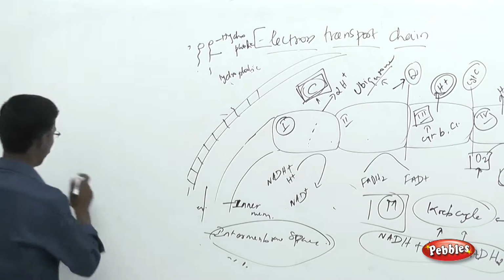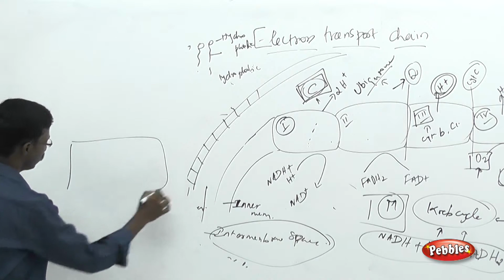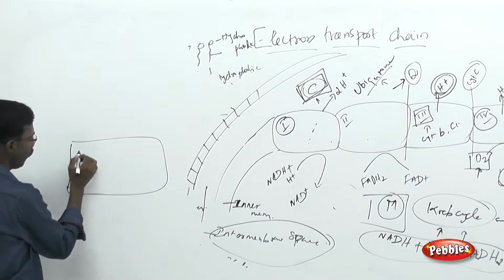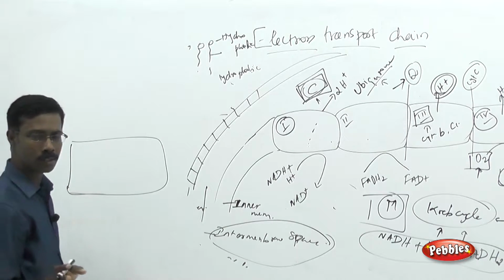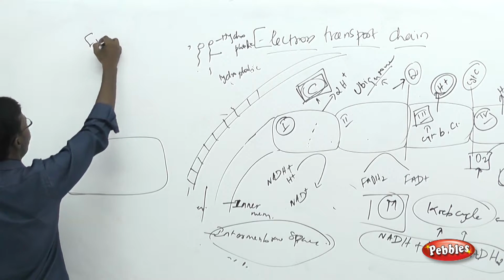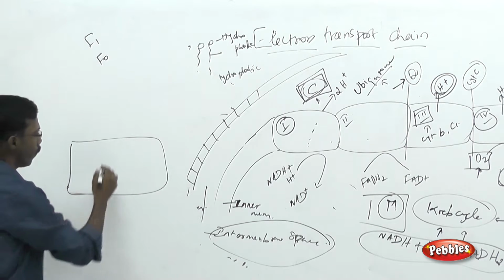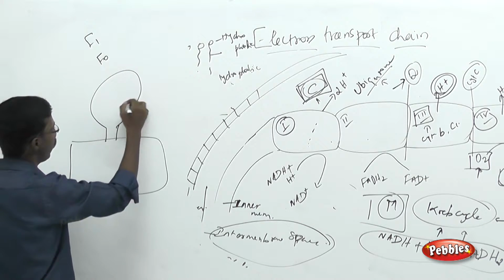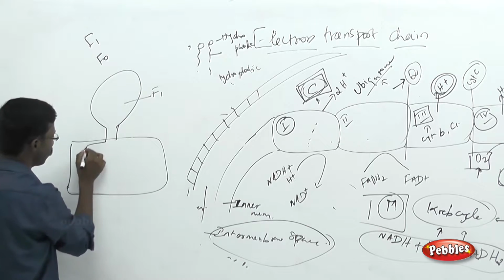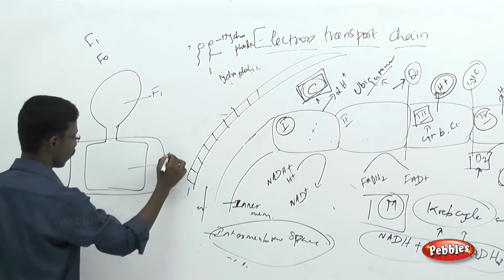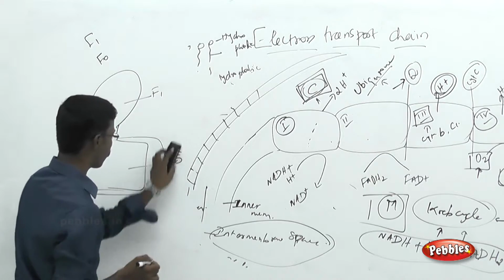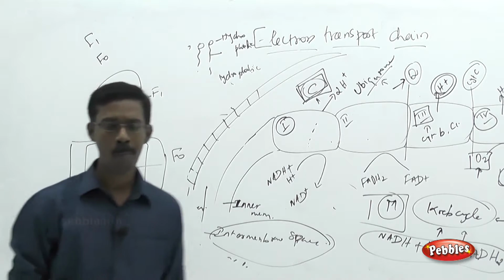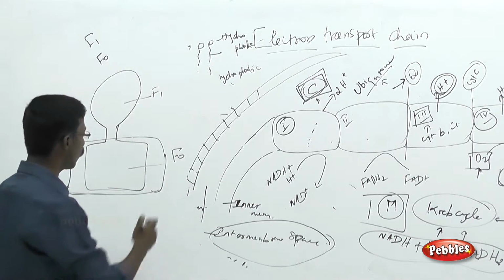Complex 5, as I told you, is also present in the inner membrane. And in the inner membrane, there are two structures of ATP synthase. You have to remember F1 and F0. There will be a protein stalk, and F1 is attached like this through the F0. So you have to remember one thing, the F0 is a proton channel.